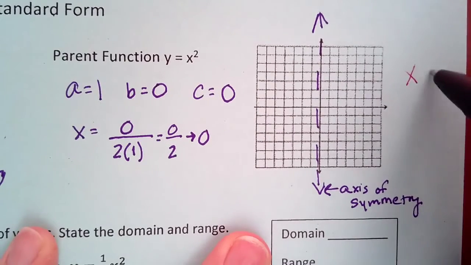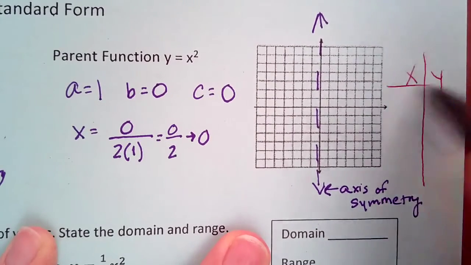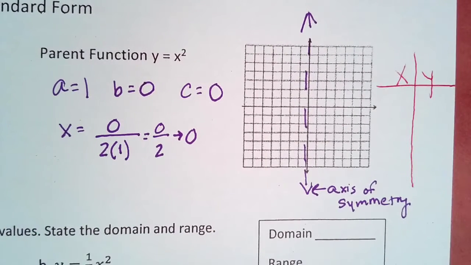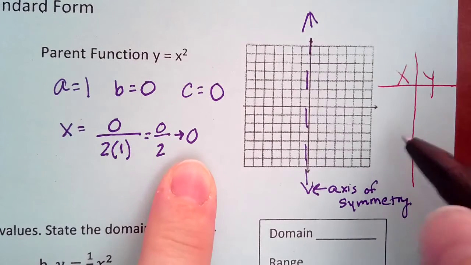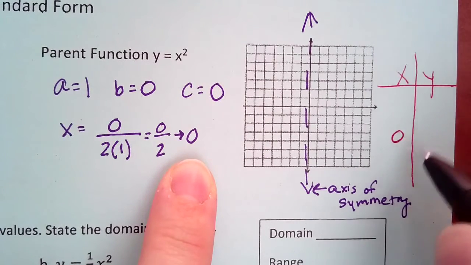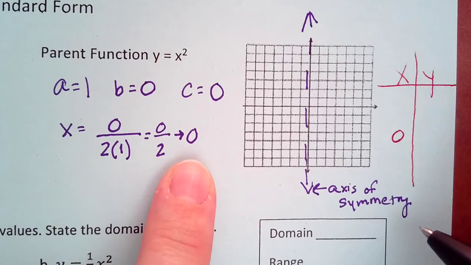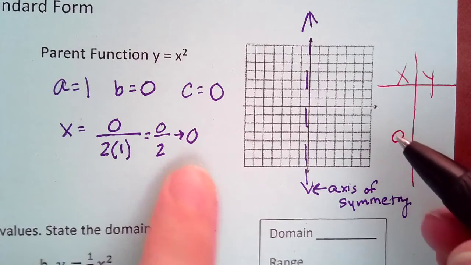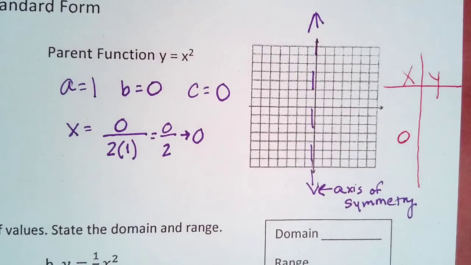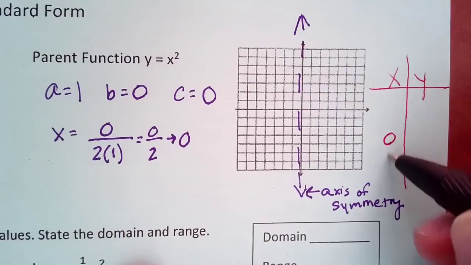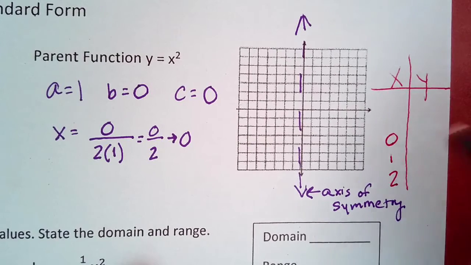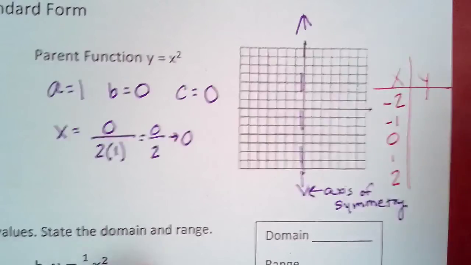I'm going to create an XY table. This is going to allow me to find ordered pairs to graph. It's telling you that it turns around when x is 0. So 0 is going to be my middle ordered pair of the 5 that I'm going to graph. So I'm going to find 2 on either side. So think of a number line. What is 2 greater than 0? 1 and 2. 2 less than 0, -1, -2.